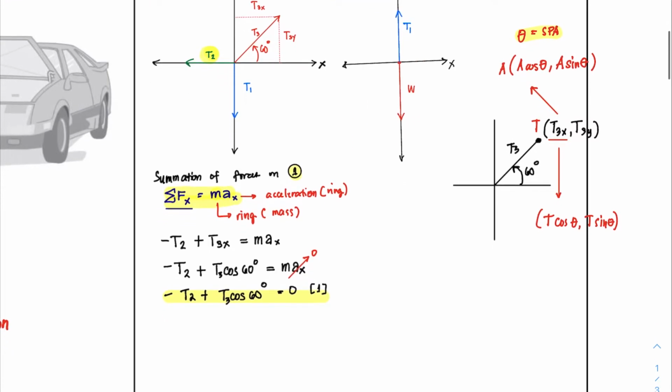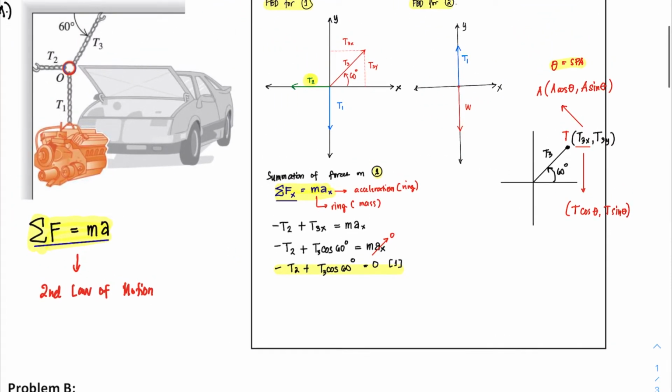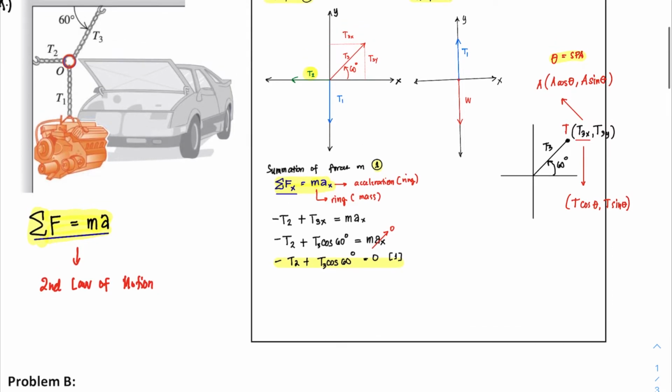Now, we're still dealing with the same body. Let's take the summation of the forces along y. So we will still utilize the same equation. We write it like this one. The sum of the forces along y is equal to m. Take note, this will be a sub y, meaning the acceleration along the y-axis.